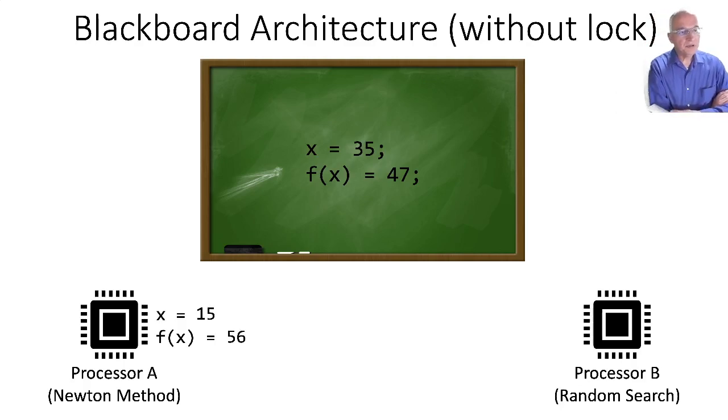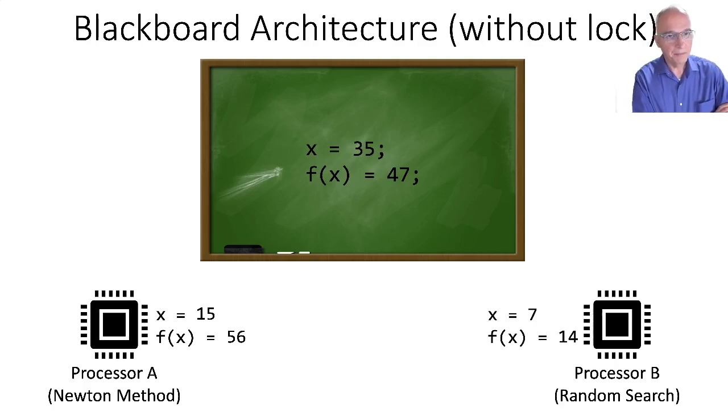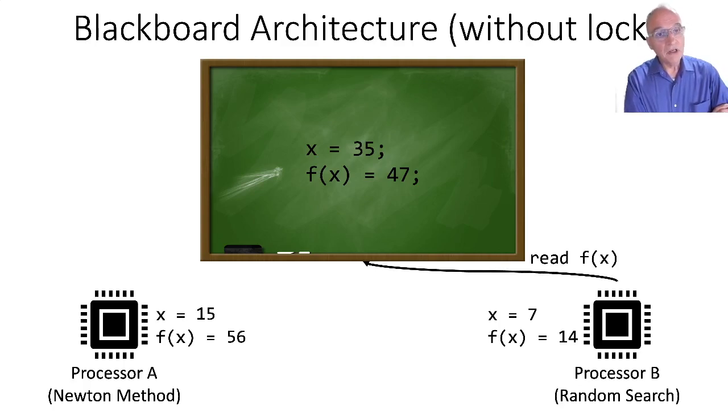And let's suppose that processor A, which is executing the Newton method, has as its best evaluation of the function x equal 15 and f of x is 56. And processor B has been doing random search and it has found that x equals 7 has an f of x equal 14. So processor B decides to read the blackboard.